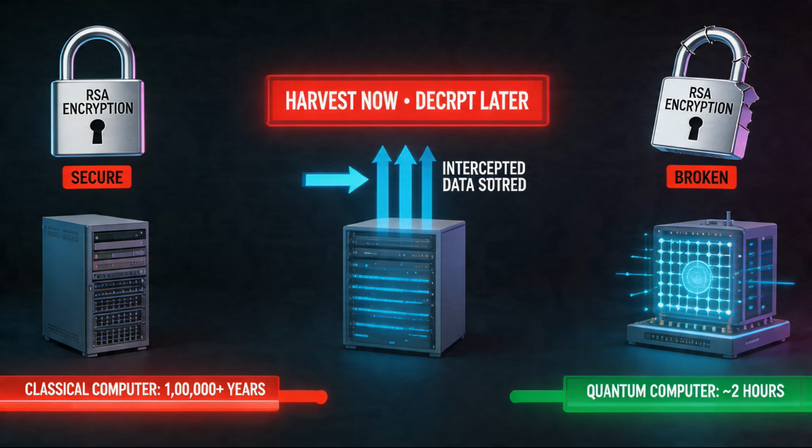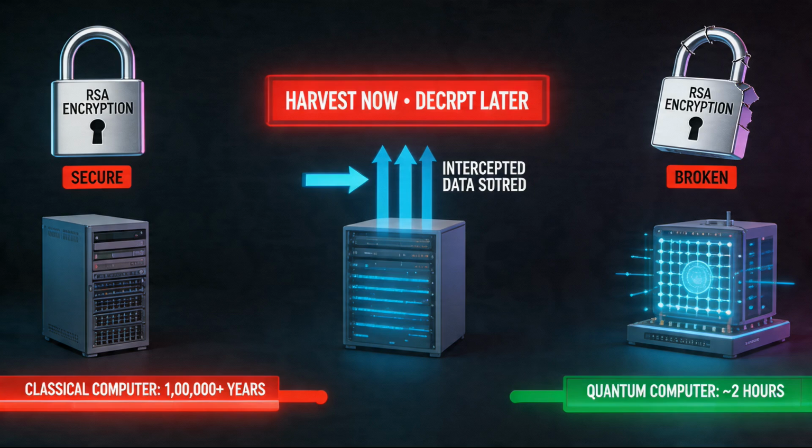The catch: sufficiently powerful means millions of error-corrected logical qubits. Current systems have hundreds. The gap between hundreds and millions is enormous. Best estimates for cryptographically relevant quantum computers are 15 to 20 years, not 5. But that does not mean organizations can wait.